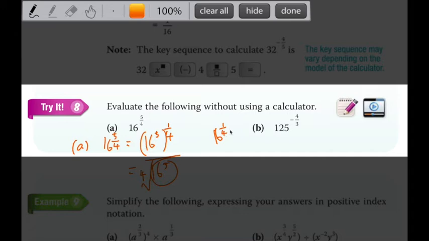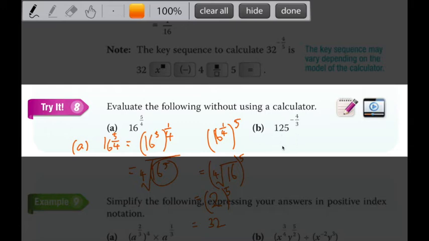For 16, you leave your 1/4 inside and you factorize out power 5. So in your bracket you have root 4 of 16, the whole thing to the power of 5. Now root 4 of 16 will be much easier, which is actually 2, right? 2 to the power of 4 is 16. And then power 5. So this one is easier to do by mental calculation without calculator. You get 2 to the power of 5, you get 32. This is what we mean by without using calculator.